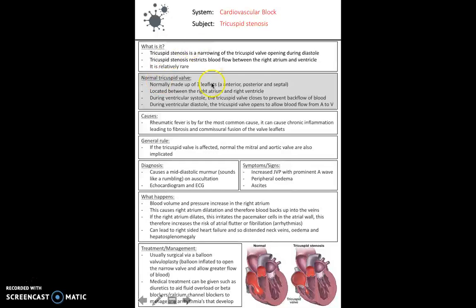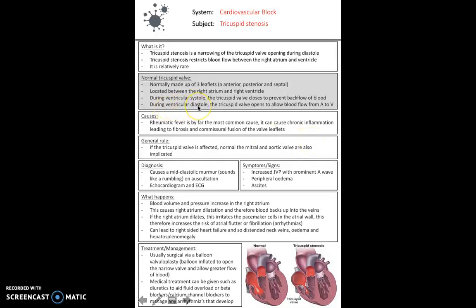So this is a valve that sits between the right atrium and the right ventricle. And again, this is made up normally of 3 leaflets. So this time it's an anterior, a posterior, and a septal leaflet. Because it's an AV valve, you'll expect it to be closed during ventricular systole, so when the ventricles are contracting, in order to prevent the backflow of blood into the right atrium.